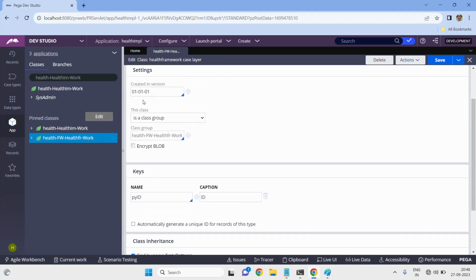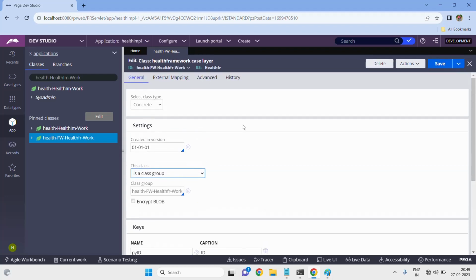So this framework class is of type concrete class, created in versions, and this is a class group. Here there are options like is a class group, does not belong to a class group, and belongs to a class group. Is a class group means this is a concrete class. All the work classes, data classes and integration classes are concrete classes. All work classes belong to is a class group, and all the data classes belong to does not belong to a class group. Let me explain all these things in the coming video.